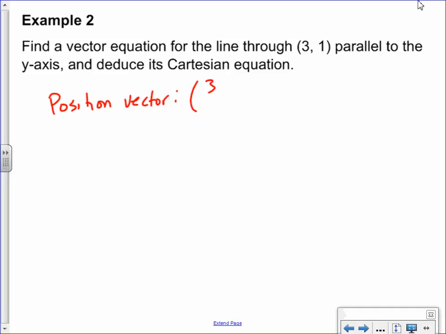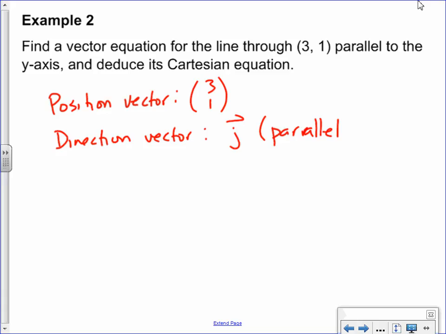Is it 3, 1, right? And then the direction vector is just j. True? Yeah. It is j, since it's parallel to the y-axis. Because the lines are parallel to the y-axis.